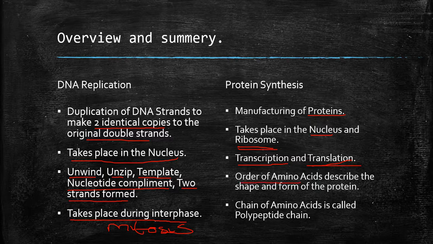The order of amino acids describes the shape and form of the protein that is formed. The chain of amino acids is called the polypeptide chain, and the bond between each amino acid is the peptide bond. I'm sure you remember that. That's basically DNA replication and protein synthesis in a nutshell, and that ends the entire class today.